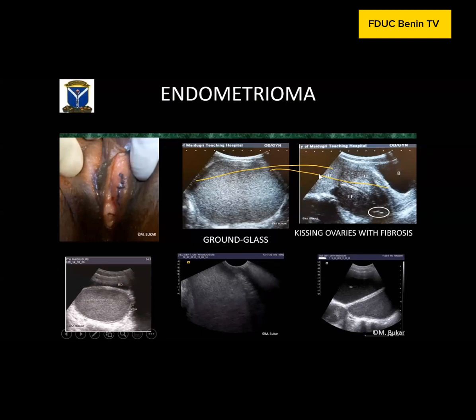Now here you can see the right endometrioma, the typical ground glass appearance. Then you can see here the left endometrioma. You can see the ovaries are close together. So this is what is called kissing ovaries. Kissing ovary is a sonography soft marker for adhesions. So once you see kissing ovary, that tells you that there is severe adhesion. And actually that was what was found at surgery.